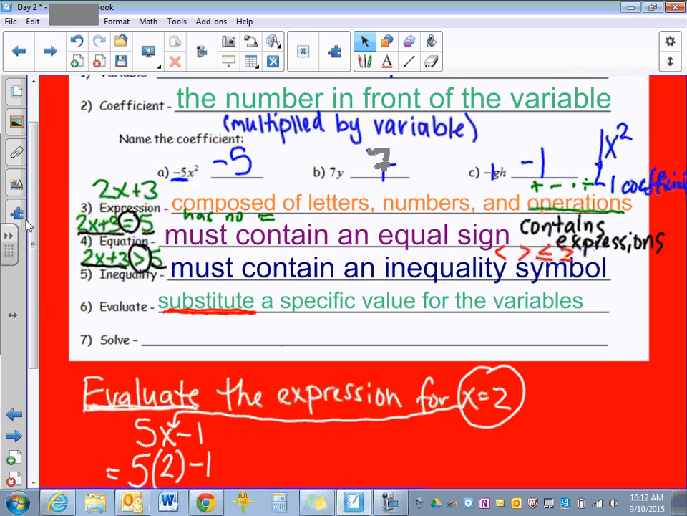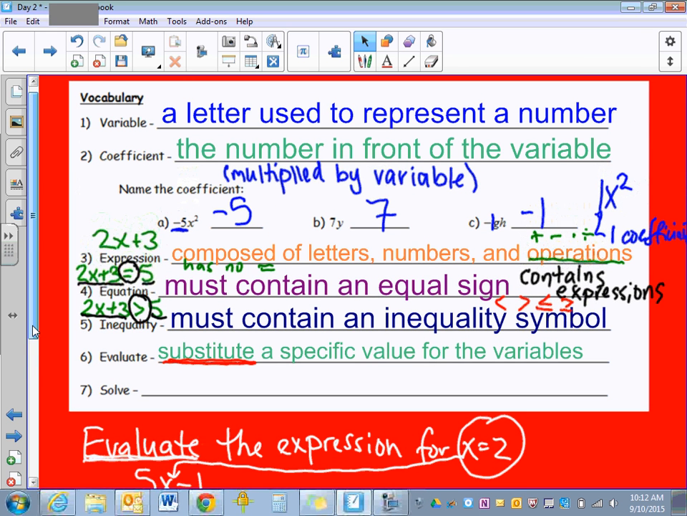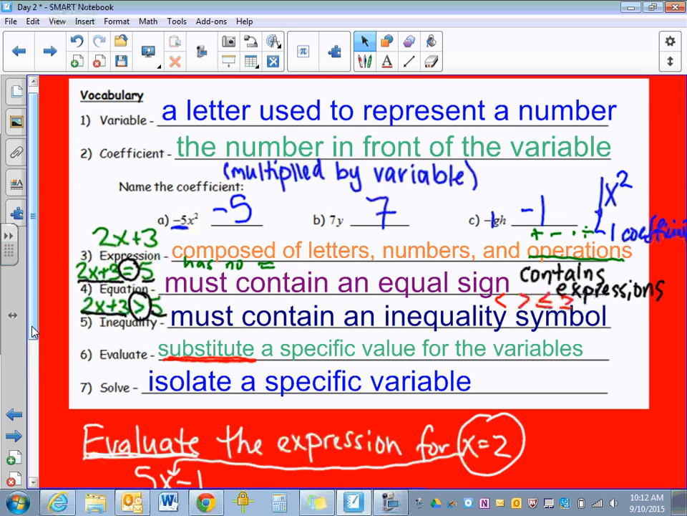Right. And then we have solve. Solve is what, again, is used in conjunction with an equation. We solve equations. And when we're solving, we want to isolate a specific variable. Isolate means to get the variable by itself, get the variable alone. All right, isolate a specific variable. And we will be doing a lot of solving here.